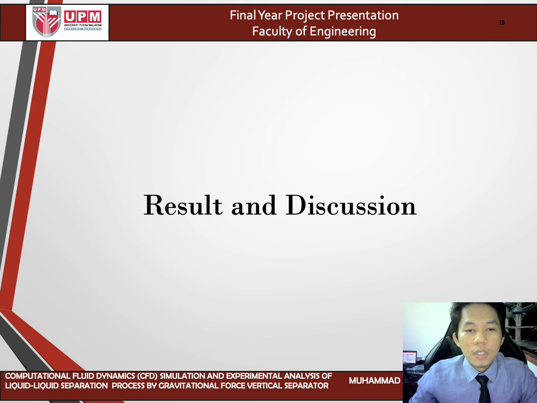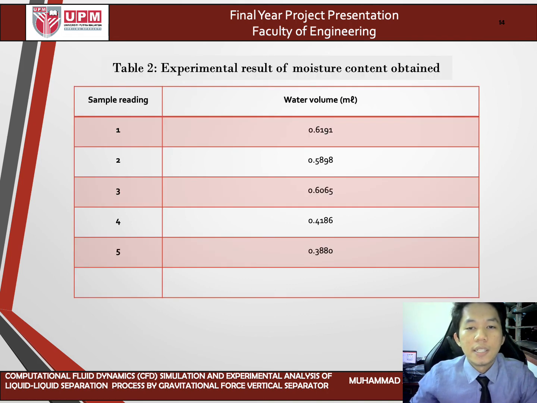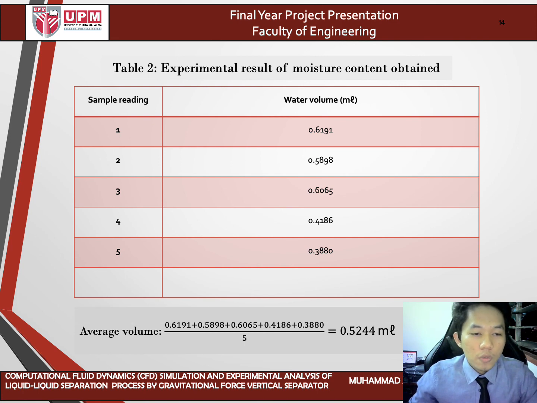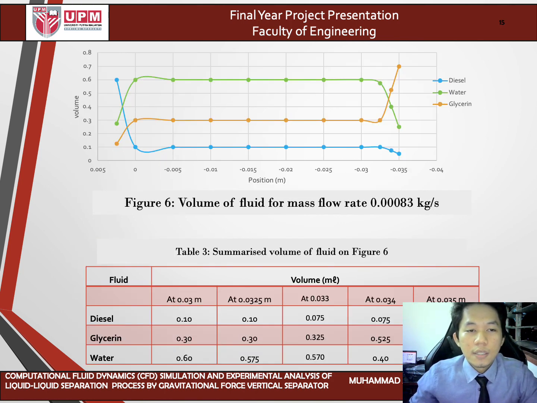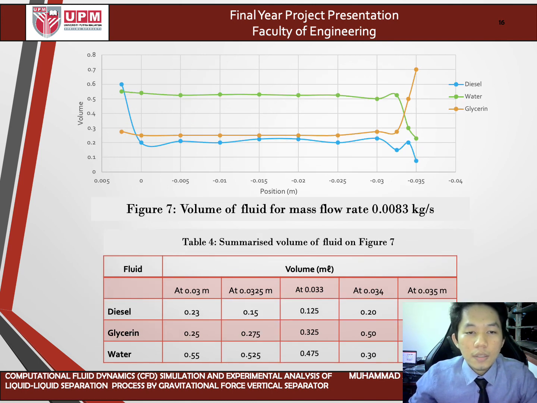So for the results and discussion of this project, this is the experimental result of moisture content obtained. So we can calculate the average volume, which is 0.5244 milliliter. So this is the simulation result for the volume of fluid for mass flow rate 0.00083 kg per second. And this is the summarized volume of fluid based on the figure here. Then this is the volume of fluid for mass flow rate of 0.0083 kg per second.